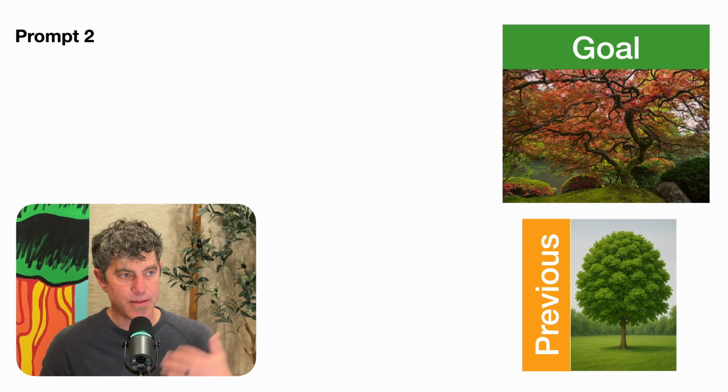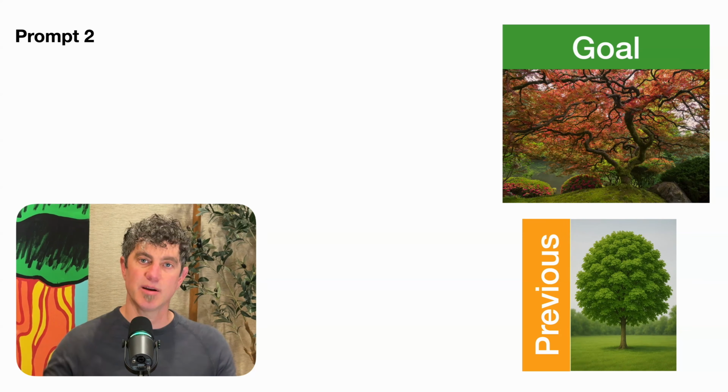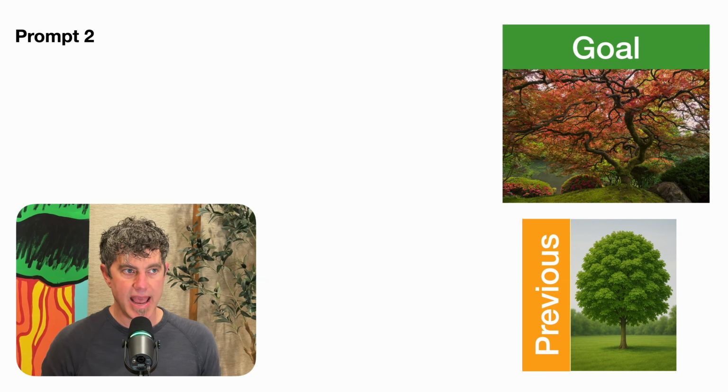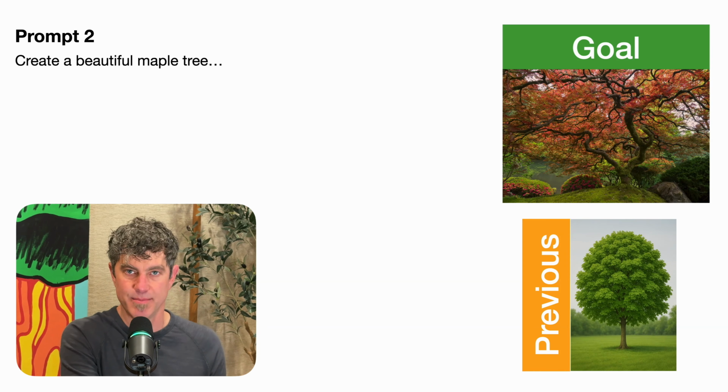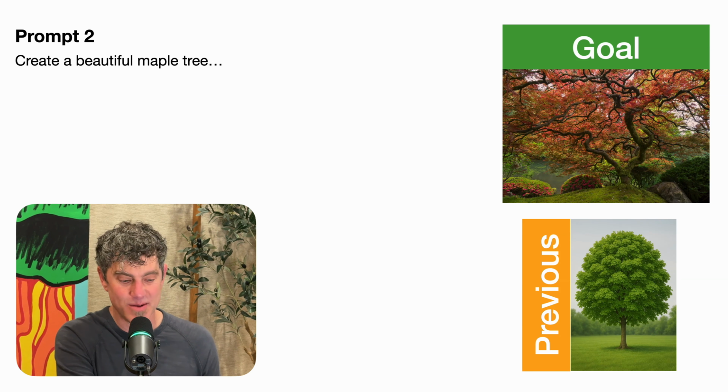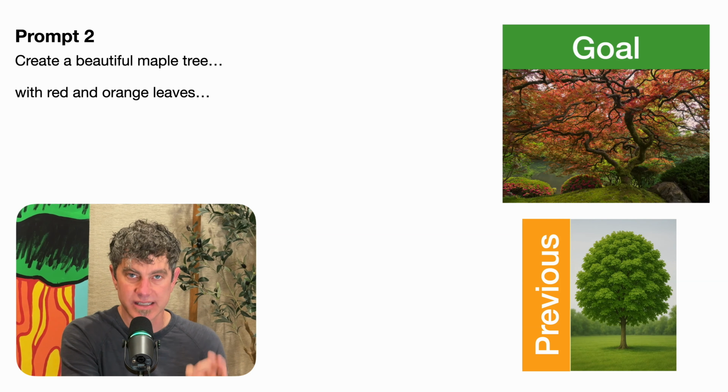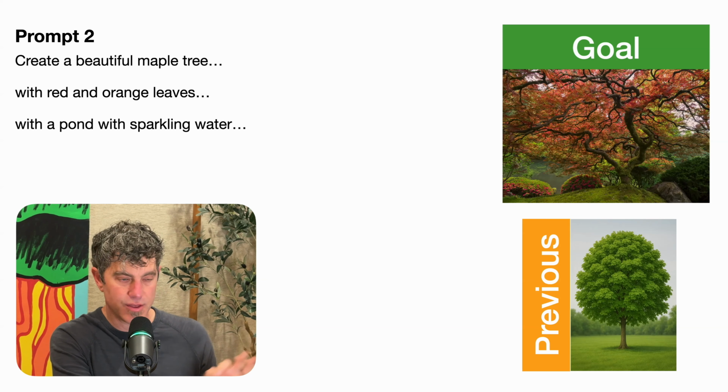So when it was time for round 2, I had the students come back to the carpet with their paper. And I asked students to pick one sentence from their paper and just share it with me, and I would type it in. So the first student said, create a beautiful maple tree. So in their mind, this red one was beautiful and the green one maybe wasn't. The next student said, with red and orange leaves. So they're specifically describing the color. Then the third student said, with a pond with sparkling water.